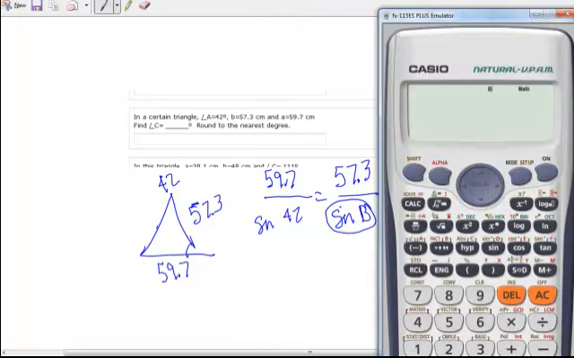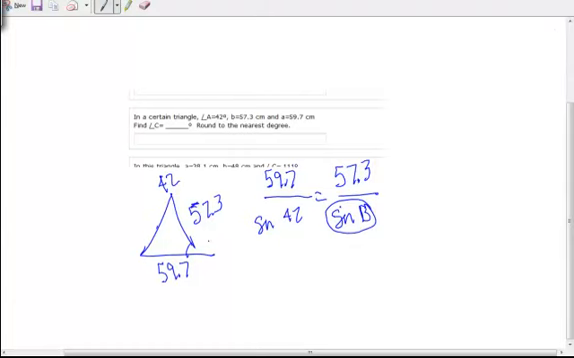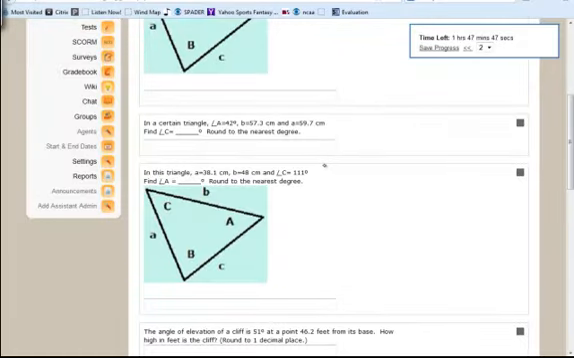We're looking for an angle, so we have to press Shift, Sine, and so we'd press 57.3 times sine of 42, make sure you close parentheses, divided by 59.7, and when we press equals, that will be angle B. We don't want B though, we want C, so we'd take 180 minus our 42 minus B, and that will be angle C. Next one.